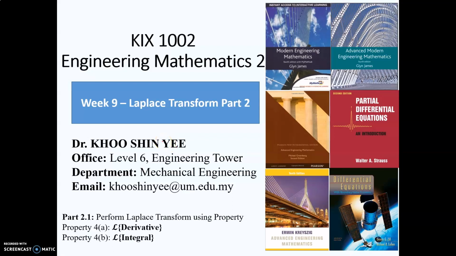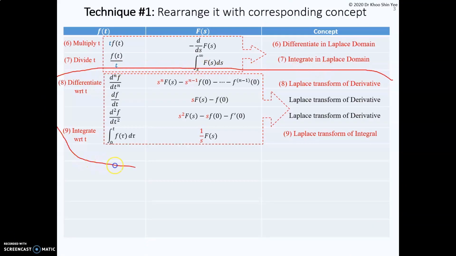In this video, we will discuss the Laplace transform by using property 4, which is the Laplace transform of a derivative and also the integral. We will cover this in this study, where you can see that if you perform the Laplace transform of the first derivative, you multiply s with F(s), and then you have to minus the initial condition. And when you take the second derivative, then you have to multiply with s squared, F(s), and then minus the initial condition f(0) and the initial condition f prime (0).